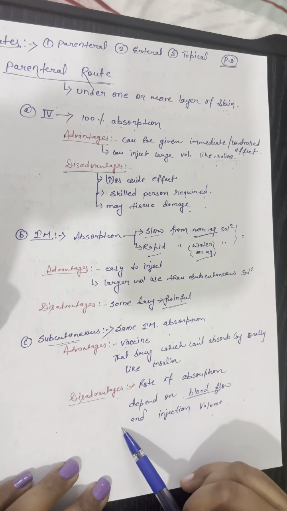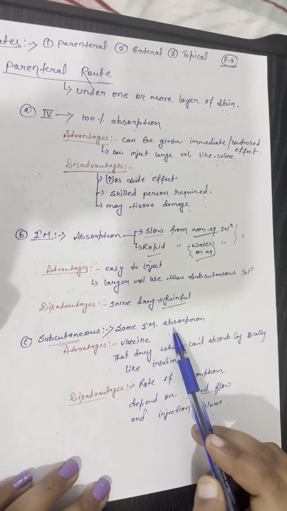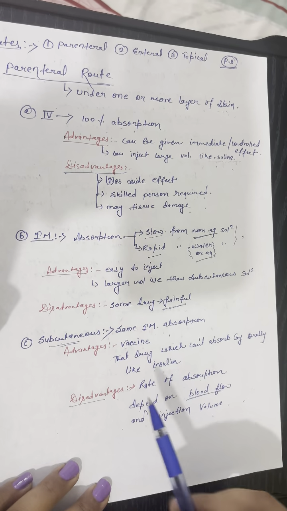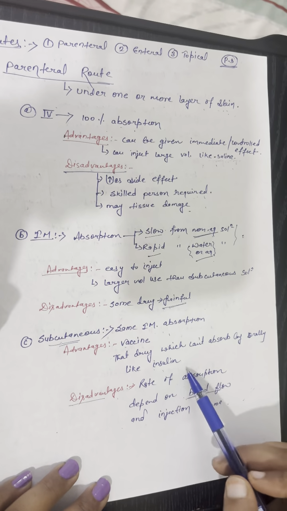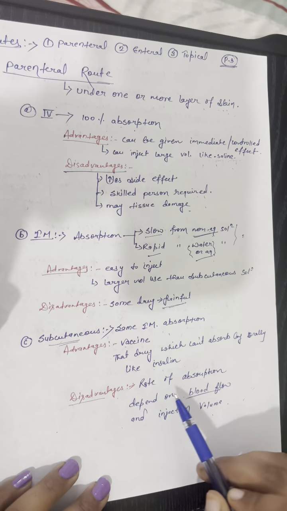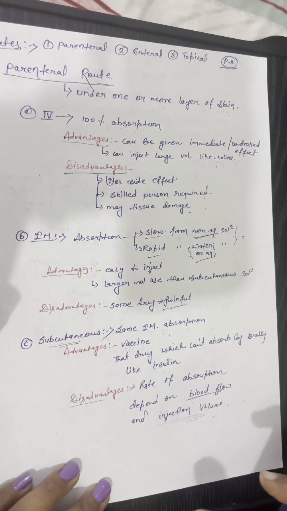Subcutaneous, like insulin, has the same absorption as IM. Advantage, like vaccine, insulin, we can take by ourselves. Disadvantage, route of absorption depends on blood flow or injection volume.